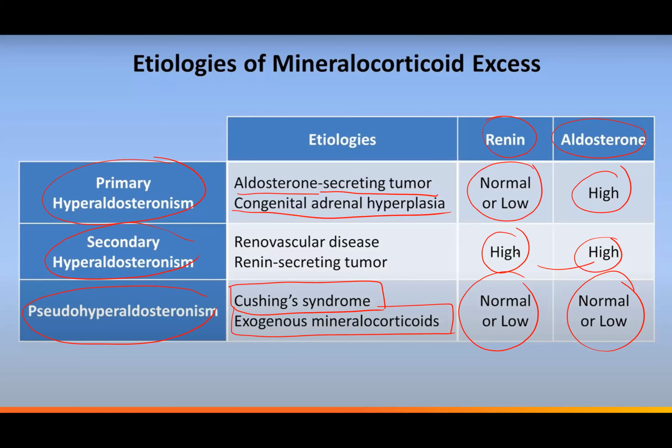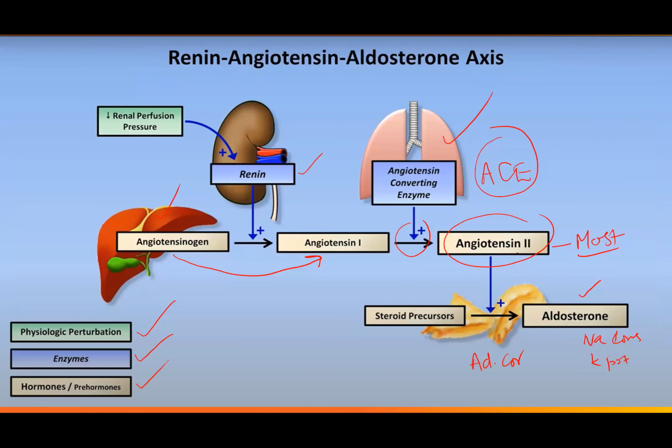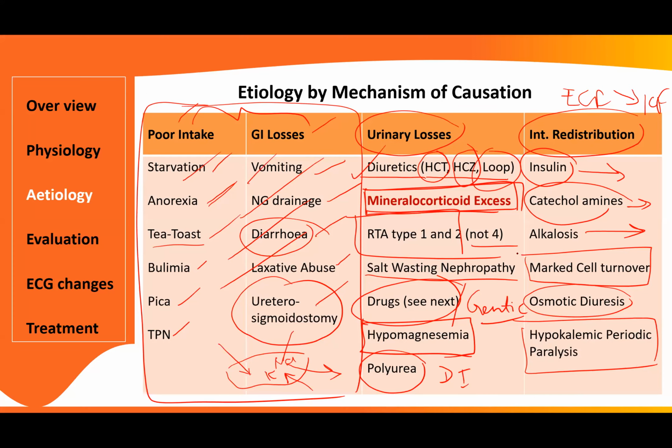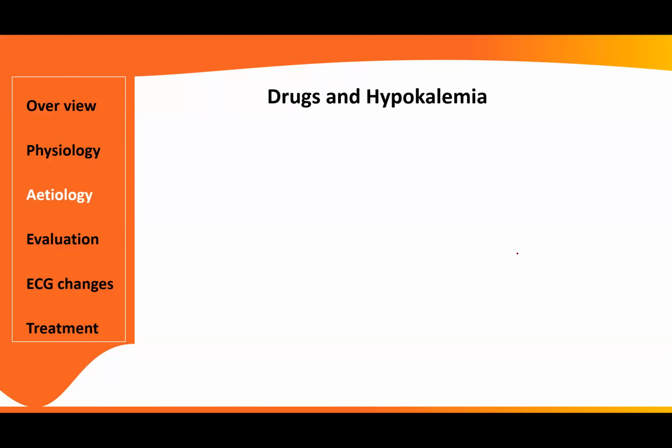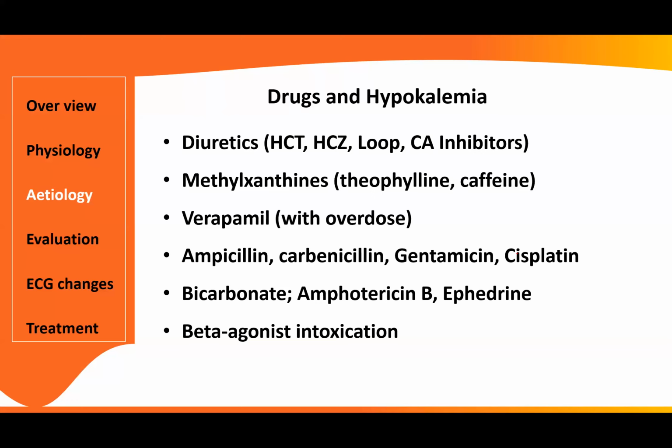So now I have exhausted all the etiologies like poor intake, GI losses, urinary losses, mineralocorticoids, and I did not get into renal tubular acidosis because you already had that lecture. Remember, type 1 and type 2 are associated with low potassium, and type 4 is associated with high potassium. That's good enough. What are the drugs that can cause it?